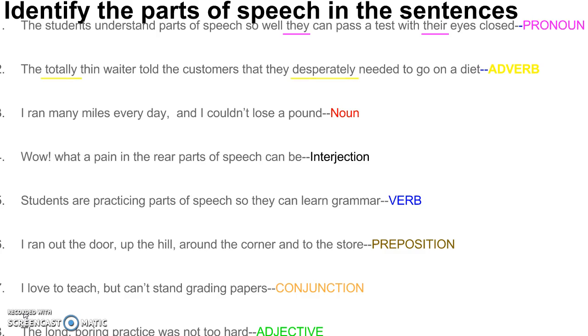Can you identify the nouns in the third sentence? There they are. And the interjections? Let's try verbs. Can you acknowledge the verbs or recognize the verbs in this sentence? Prepositions, anything a bunny can do except hop. A bunny can run out, a bunny can hop up, a bunny can run around, a bunny can run to.